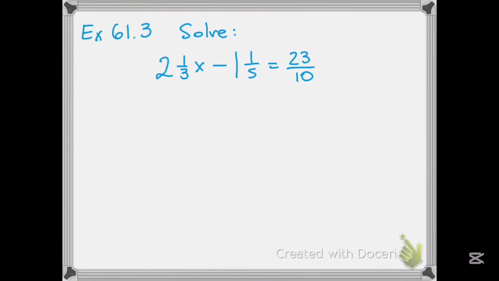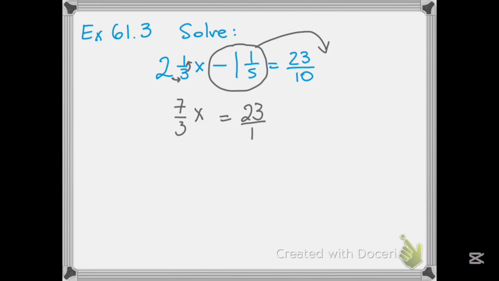Our last example, very similar but with mixed numbers. So we're going to do like terms first. We'll pass these to add. And I'm going to write all of these numbers in improper fraction. 2 times 3 is 6 plus 1 is 7. So 7/3 x equals 23/10 plus 1 times 5, 5 plus 1 is 6 over 5.